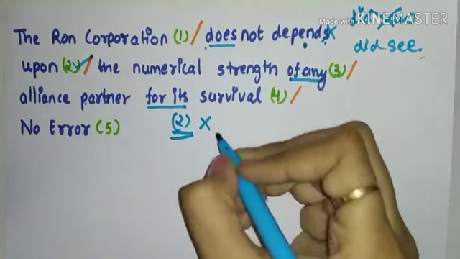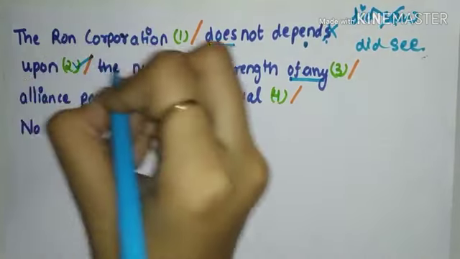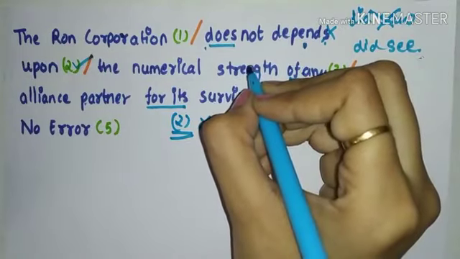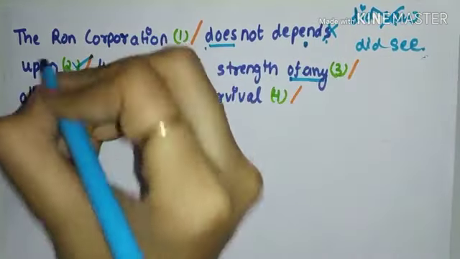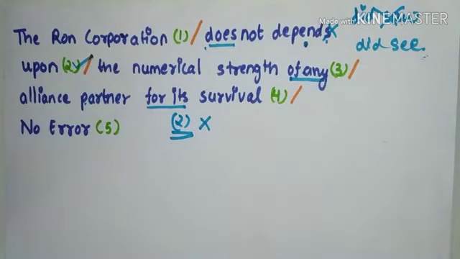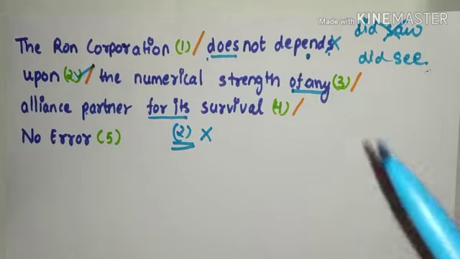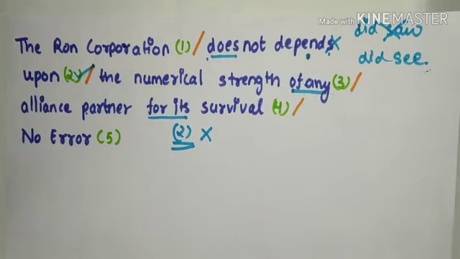And in case we are asked which of the following parts has the error, in this case we are going to go for the second option. Okay, let's move on to our next example. This was an example of the subject-verb disagreement error.